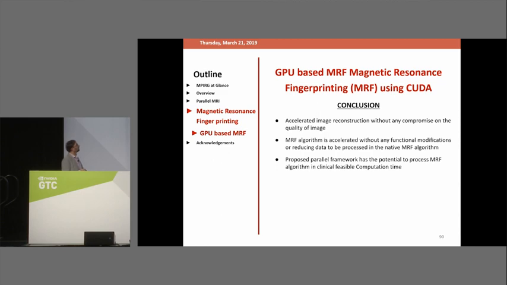So to conclude, we achieved accelerated MR image reconstruction without any compromise on the quality of the image. The MRF algorithm is accelerated without any functional modifications. We did not use any principal component analysis or any other further advanced signal processing techniques, which, if used, will further reduce the time, obviously, and that's what we are going to do in future. Our future work is also incorporating machine learning and artificial intelligence, because there is pattern matching, and we are already working on it. Two of my PhD students are involved in it.